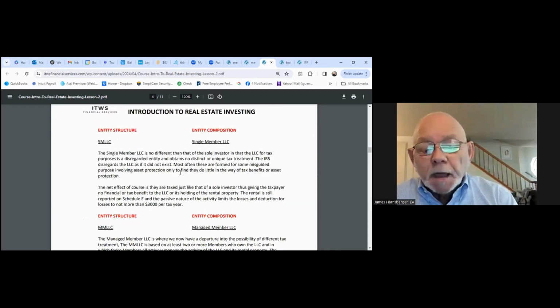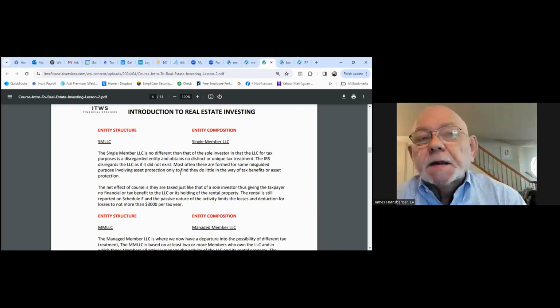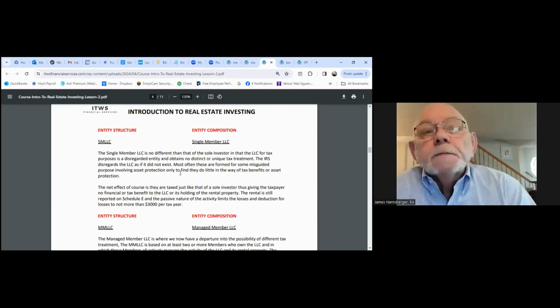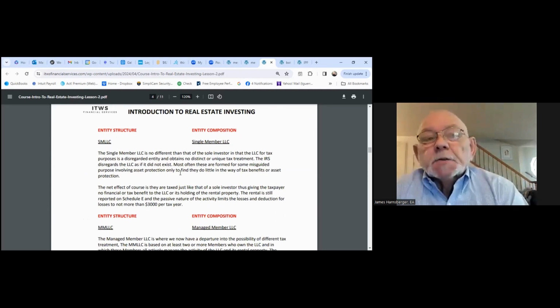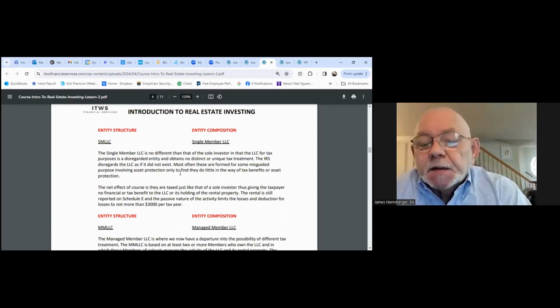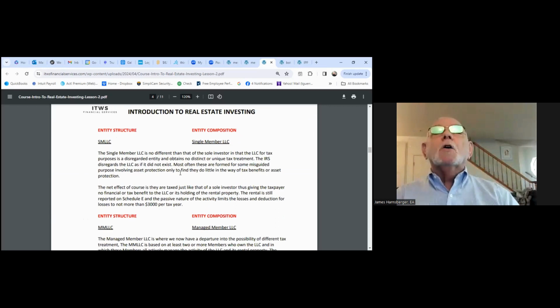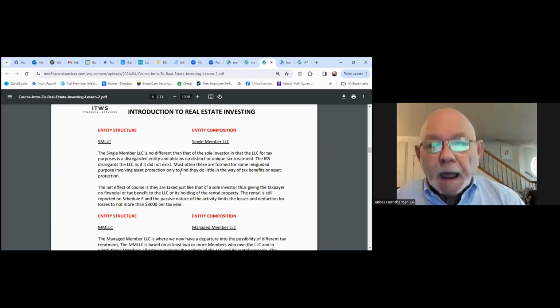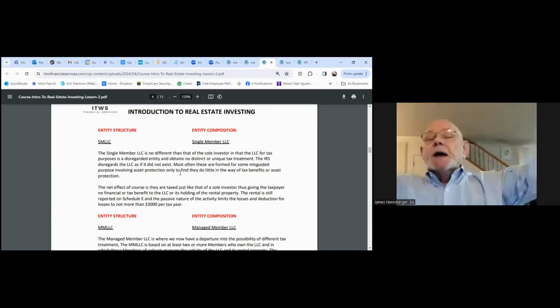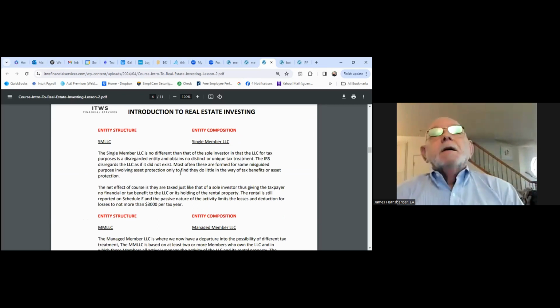Moving on, we have a single member LLC, which is just the same as a sole investor in terms of the federal tax treatment. There is no distinction, with or without a difference. It is disregarded. The entity, for all intent and purpose, from a tax perspective, does not exist.